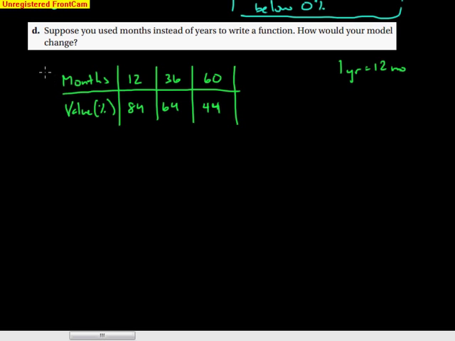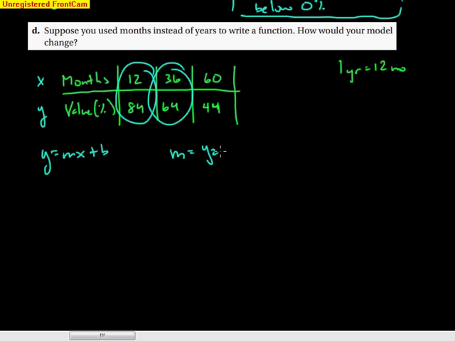Well, let's do that. All right, month is still x, value is y. Let's use these 2 data points again, and let's do the whole part A again. Find the equation of the line in slope-intercept form. Y equals mx plus b. Find the slope first. y2 minus y1 over x2 minus x1. That is going to be 64 minus 84 over 36 minus 12. That's negative 20 over 24.